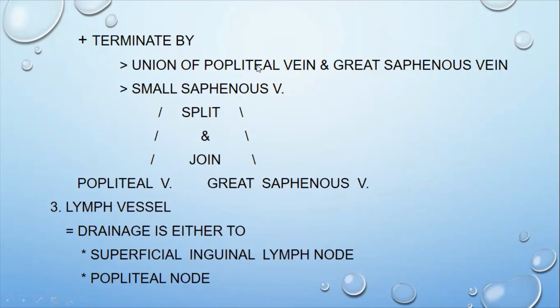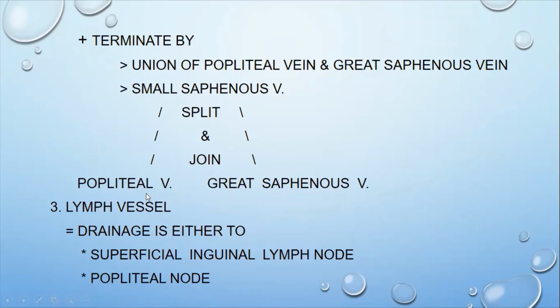the termination will be both your popliteal vein and great saphenous vein, there are some cadavers, or some human beings, in which the small saphenous vein will split first and join the popliteal vein and the great saphenous vein. But there will be some which will terminate either by uniting with the popliteal vein or the great saphenous vein.